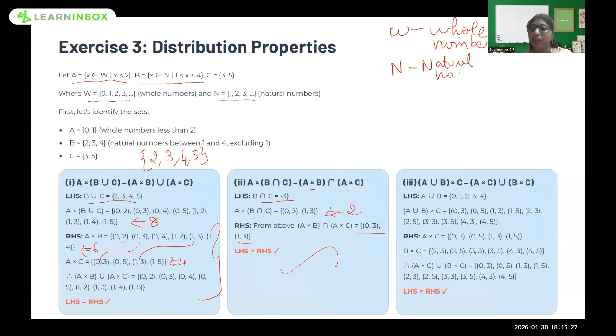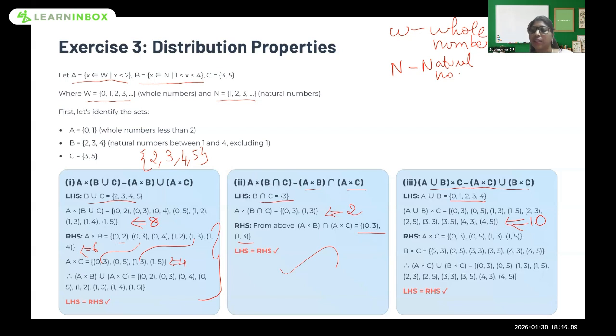For the third one, A union B cross C equal to A cross C union B cross C. We have to prove this next. In LHS, A union B first we have to do. So it is a combination of A and B together, and it will be 0, 1, 2, 3, and 4. Then we have to take the Cartesian product with C. So in C, it is 3 and 5, only 2 elements. And here A union B, we'll have 5 elements. In total, we will be getting 10 elements.